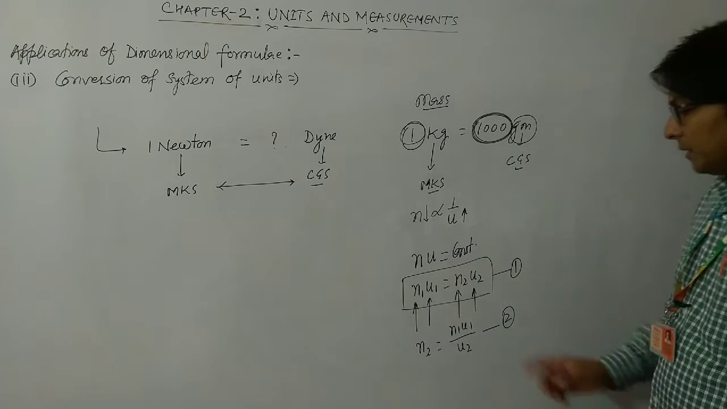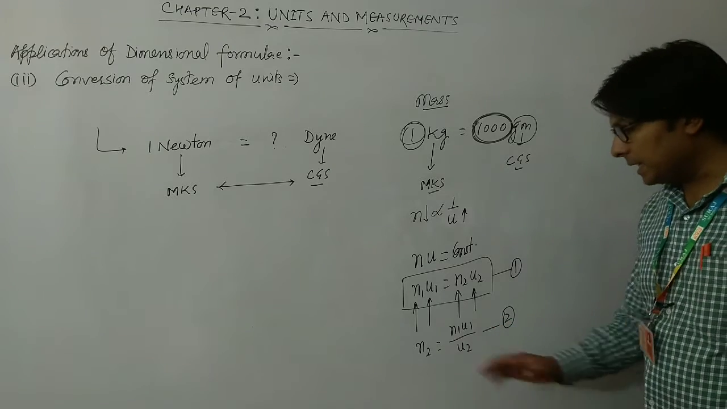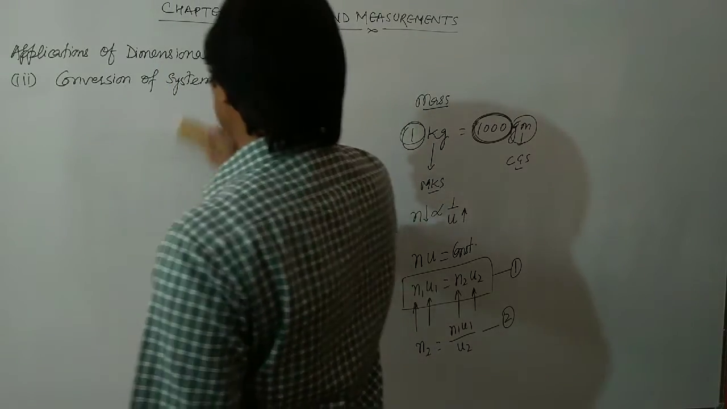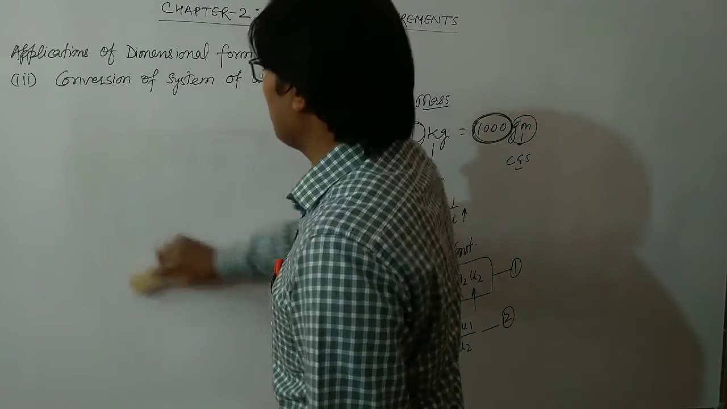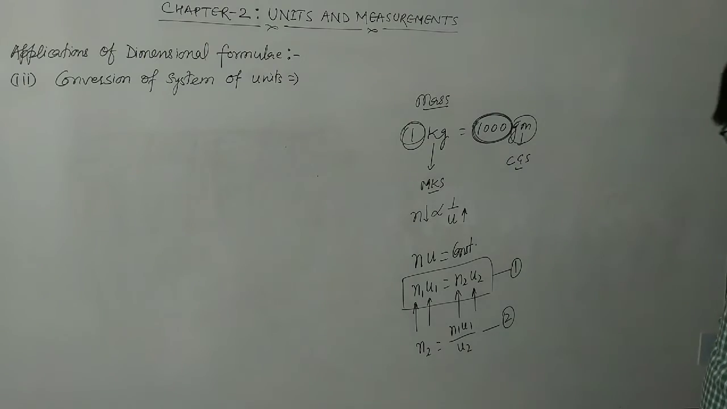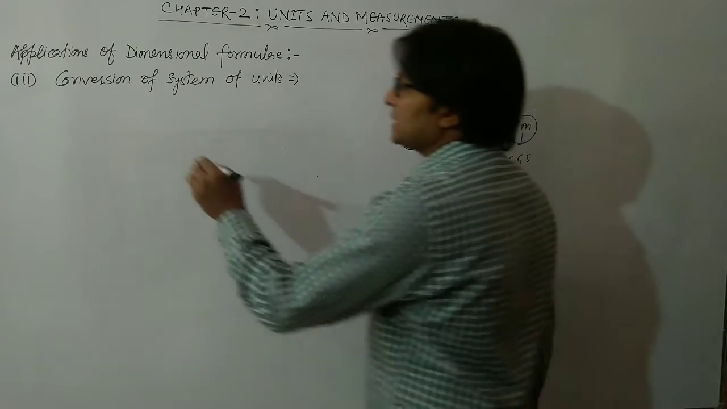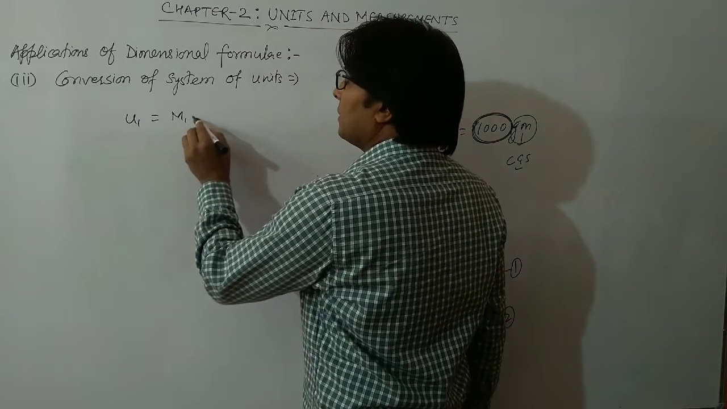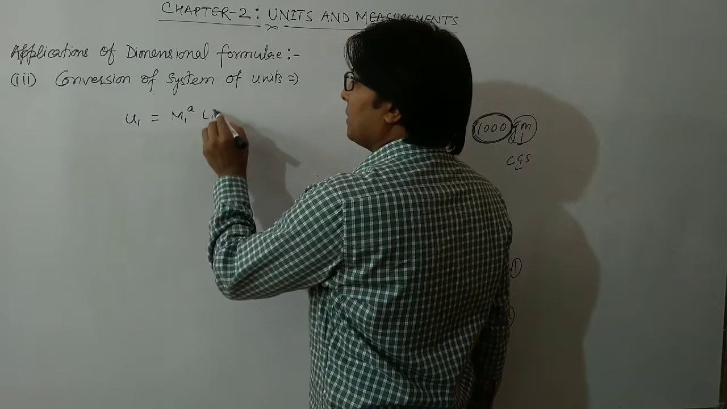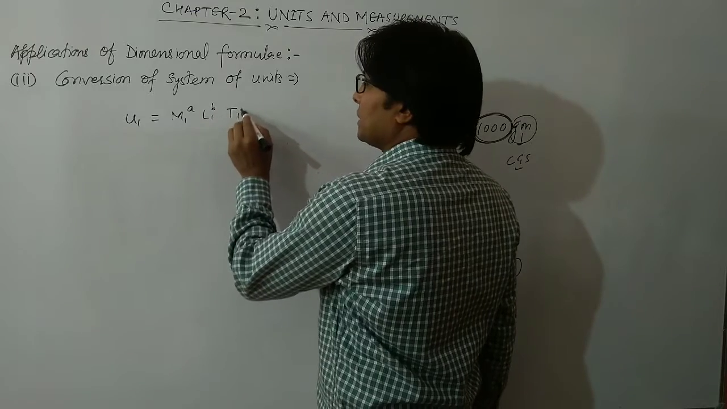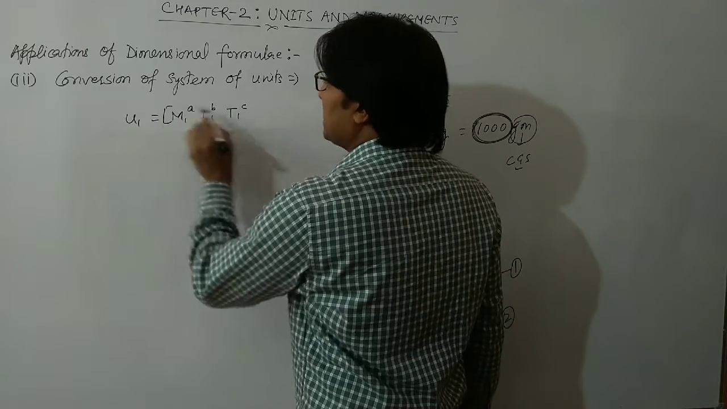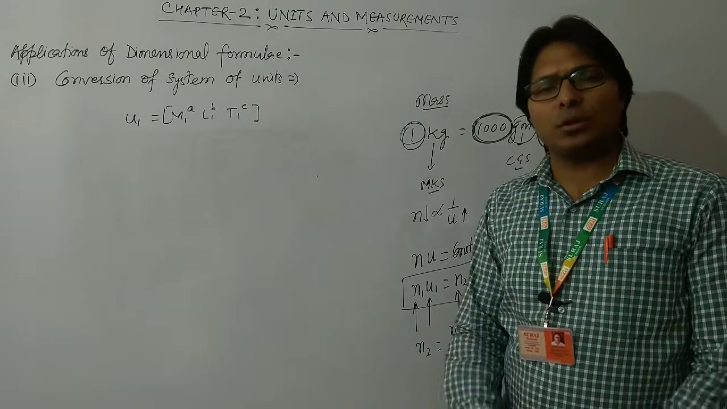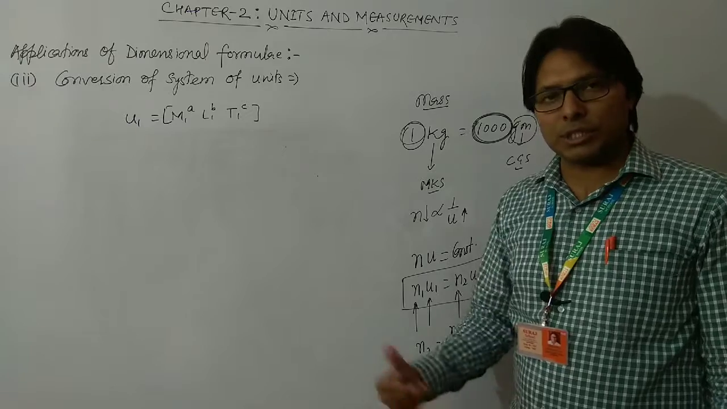Now we will put the value of U1 and U2 here, and we will have the ultimate formula which we will use in solving or conversion of system of units. Okay, so U1 can be written as U1 is equal to M1 raised to the power A, L1 raised to the power B, T1 raised to the power C, where A, B, C are the dimensions of that physical quantity, which does not depend upon the system of units.